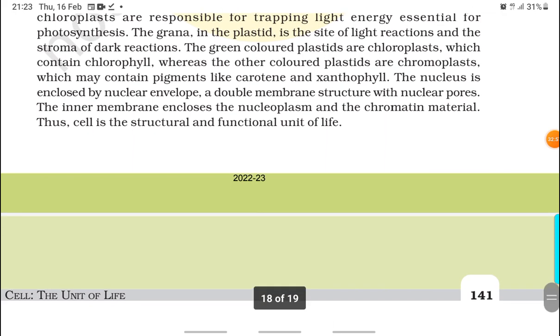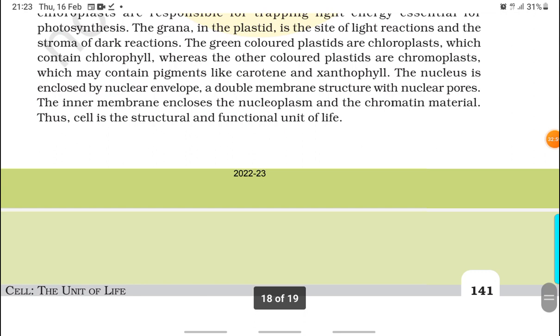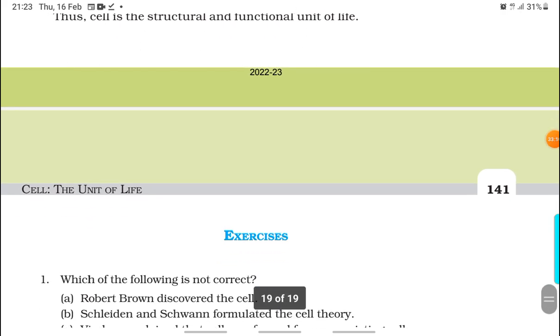like carotene and xanthophyll. The nucleus is enclosed by a nuclear envelope, a double membrane structure with nuclear pores. The inner membrane encloses the nucleoplasm and the chromatin material. Thus, the cell is the structural and functional unit of life.